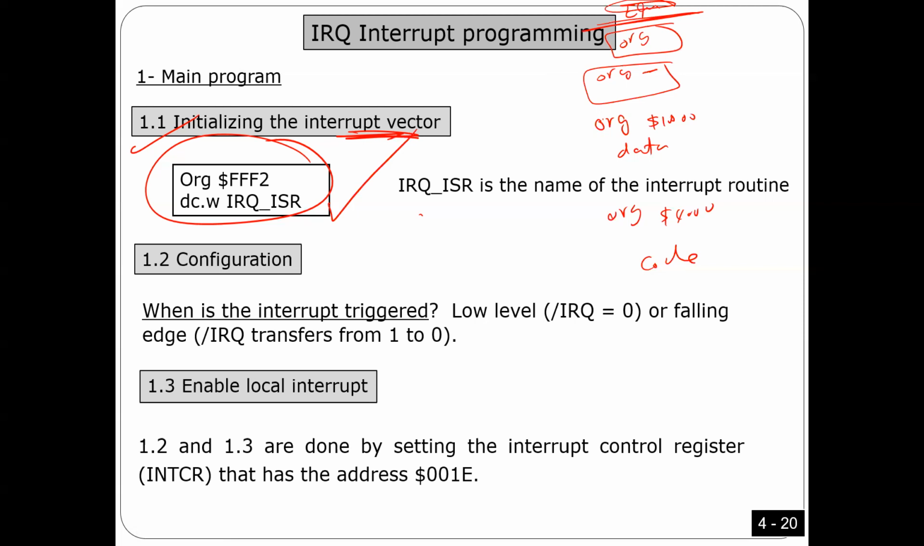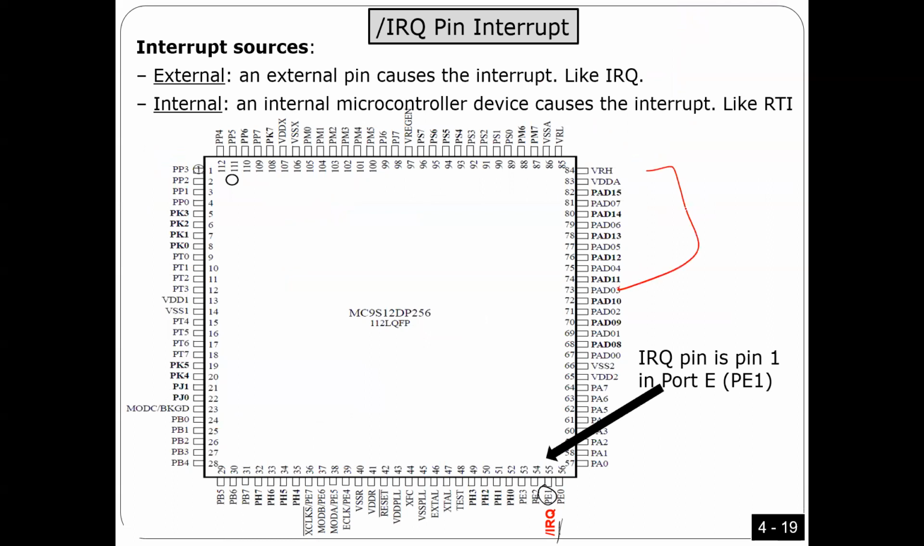Now, also, I have to tell you where the local enable bit is. Also, I have to tell you what kind of configuration we have here. Do you want to trigger an interrupt when the pin has a falling edge, or when it is low level? It's up to you. This is something you can configure.